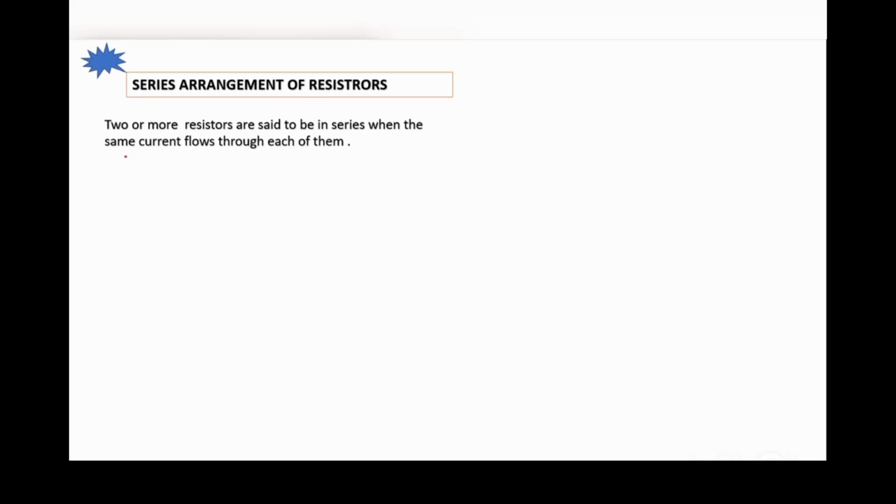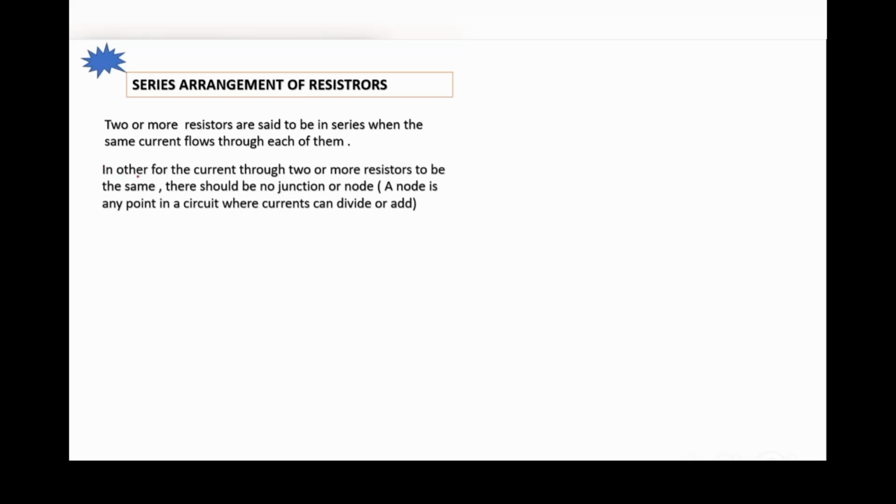So now in an electric circuit, the current flows from the negative terminal to the positive terminal. If resistors in the electric circuit have the same current flowing through them, those resistors are said to be in series. Now, let's note this. In order for the current through two or more resistors to be the same, there should be no junction or node.